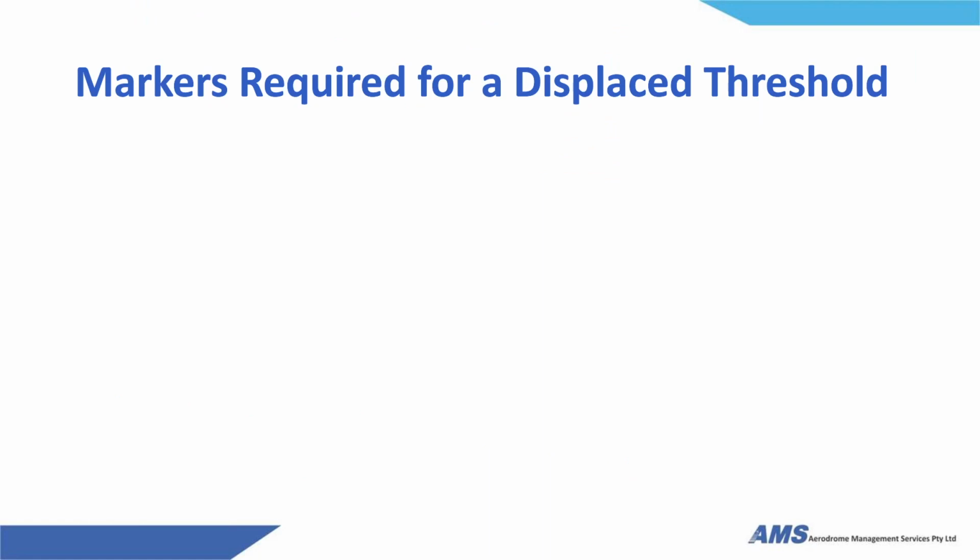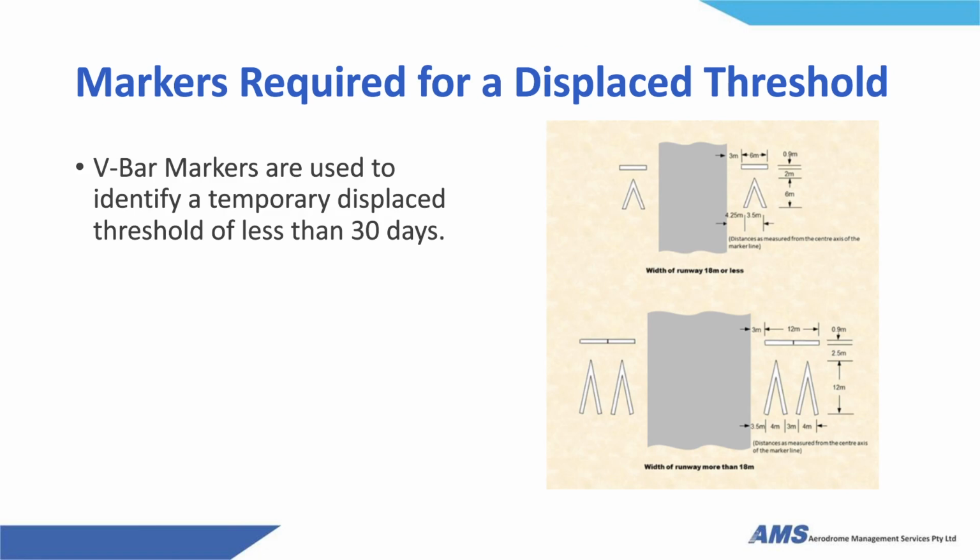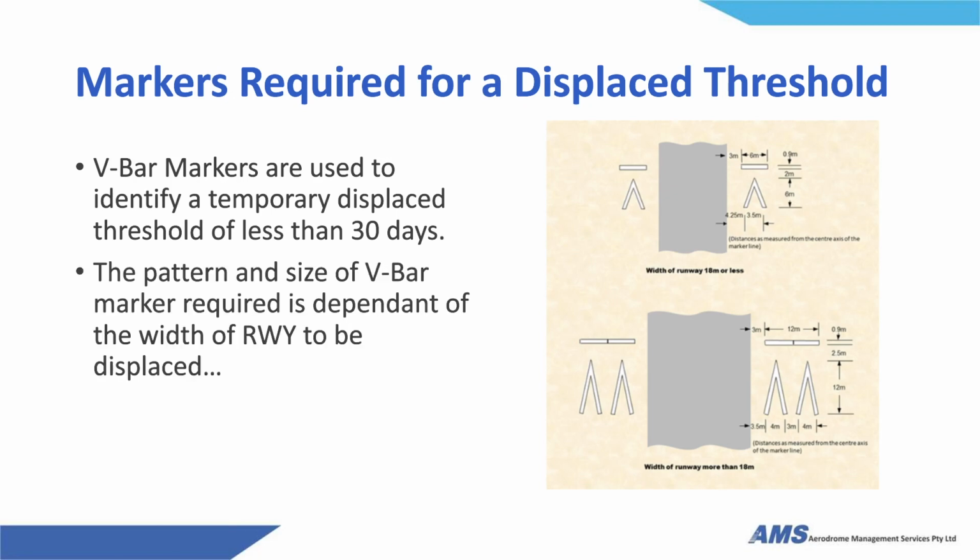The markers that are required to identify a displaced threshold. V-bar markers are markers that are used to identify a displaced threshold for less than 30 days. The pattern and the size of V-bar marker required is dependent upon the width of runway to be displaced. So if you have a runway width of 18 metres or less, you only need to use one V-bar either side of the runway. If you have a runway width of more than 18 metres, you need to use a double V-bar on either side of the runway.